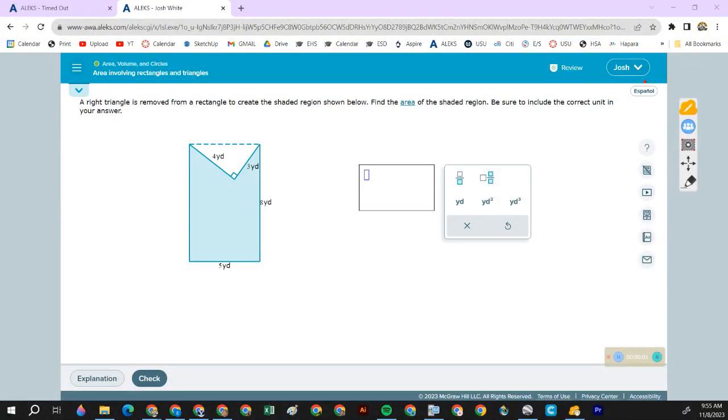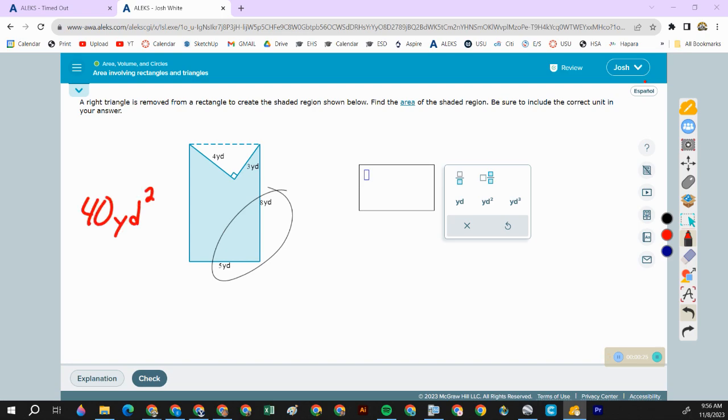6.2 today. Here we have a rectangle with a chunk taken out of it. We need to find the area. So we're just going to take the entire area and then subtract out the area of the triangle. So the entire area is going to be 40 square yards.